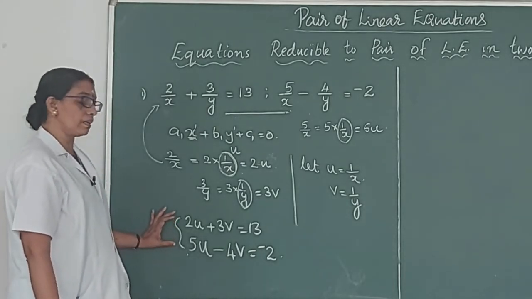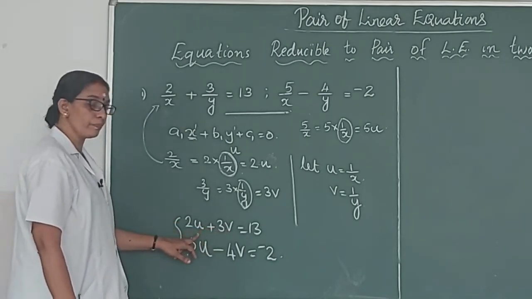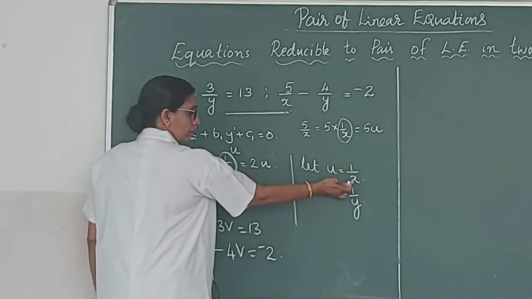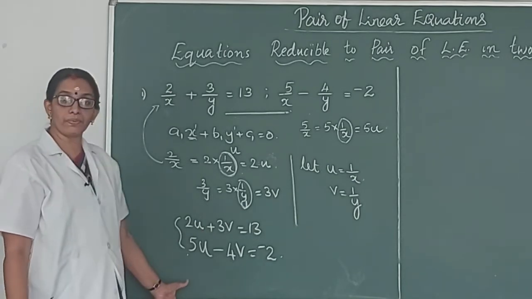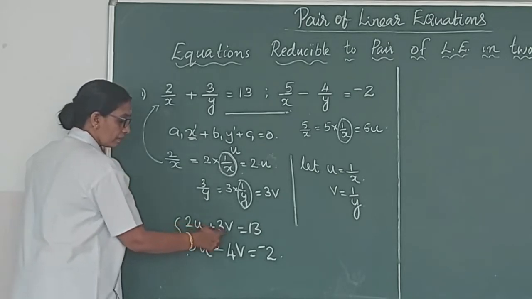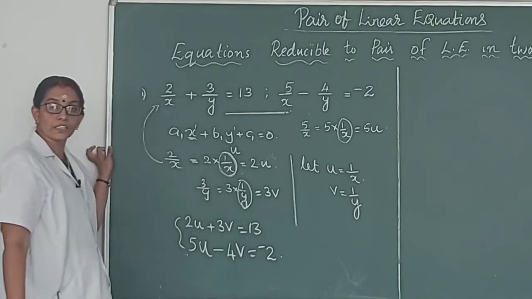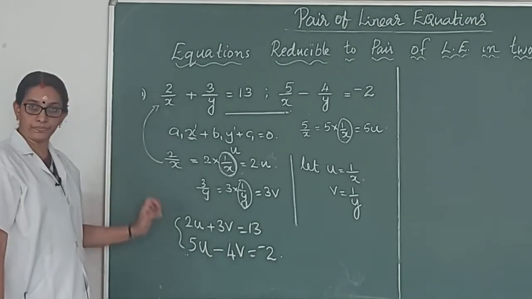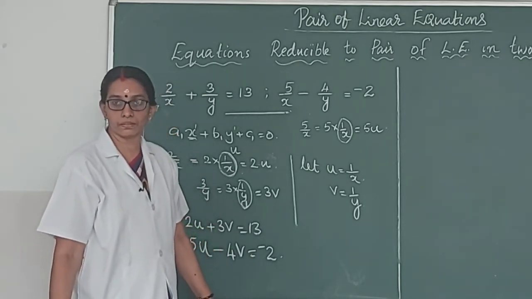When you solve this pair of linear equations, you will get the values of u and v. When we substitute those values of u and v, we can find x and y. So which method can be applied to solve this? Our equations are 2u plus 3v equal to 13, 5u minus 4v equal to minus 2. Okay, which method can be applied? So now I am going to use the cross multiplication method.